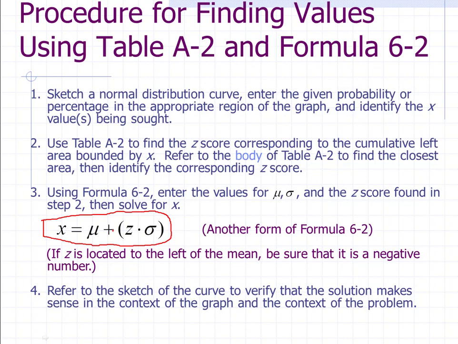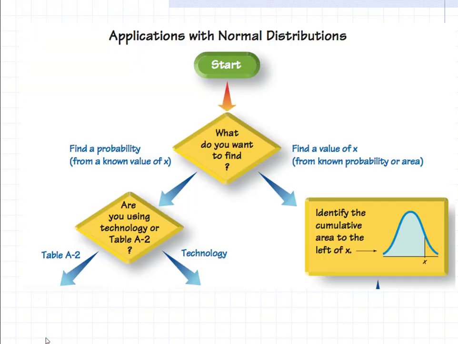So either be a good memorizer or be able to use algebra on the standard z-score formula. And then make sure you are looking at the correct side of the distribution, to the left or to the right, the area to the left or the area to the right.